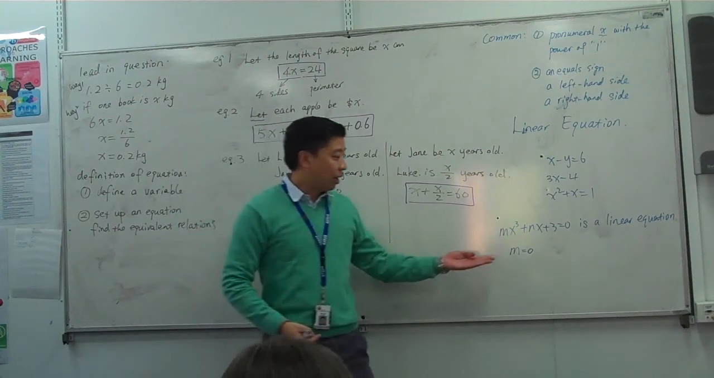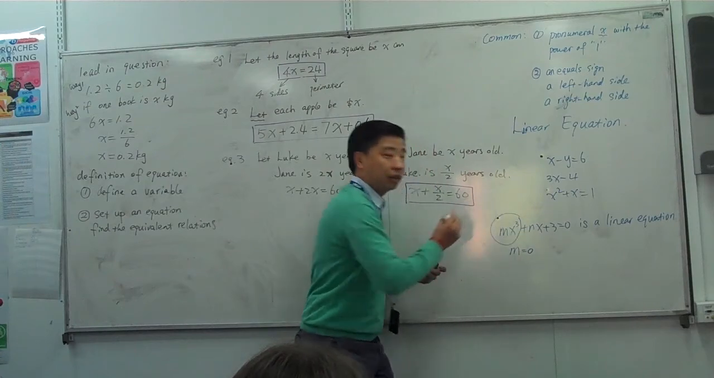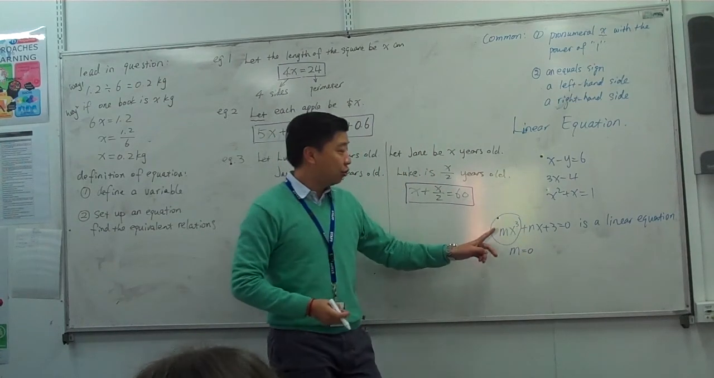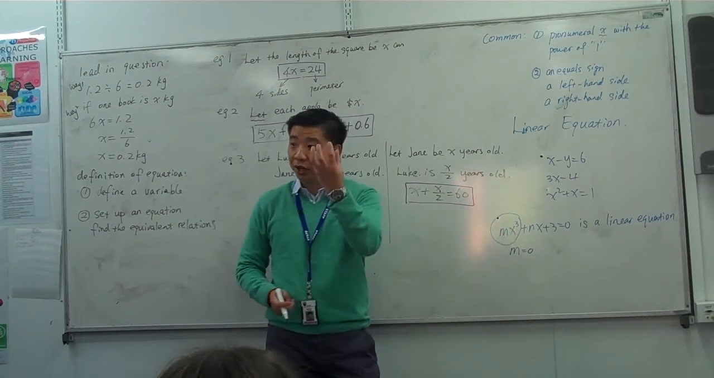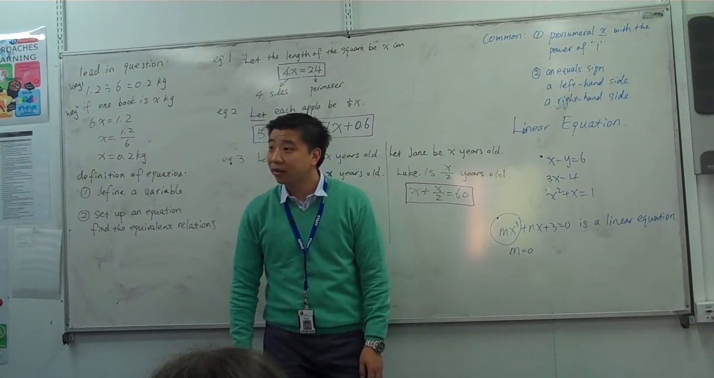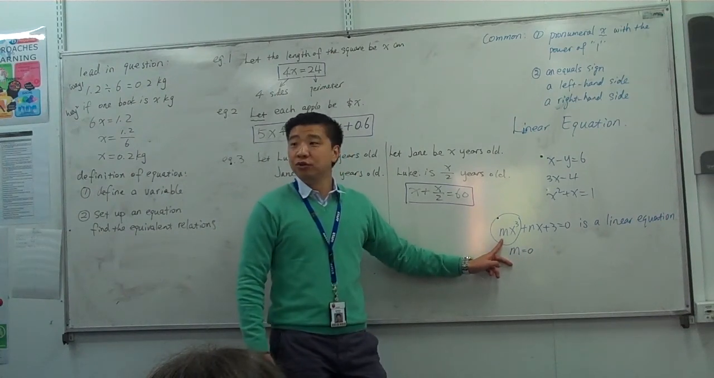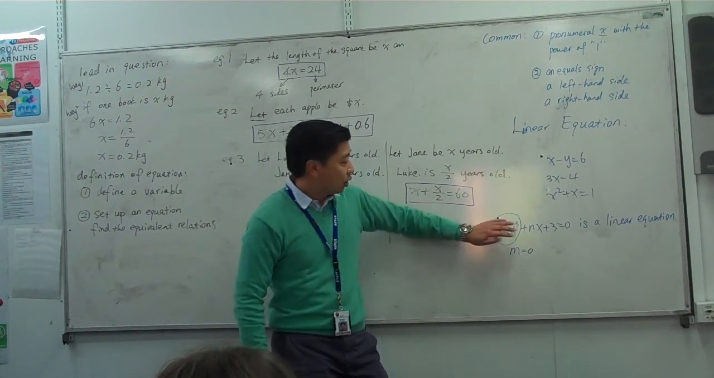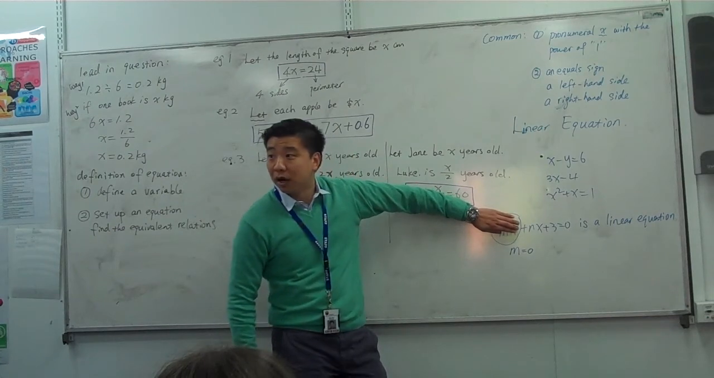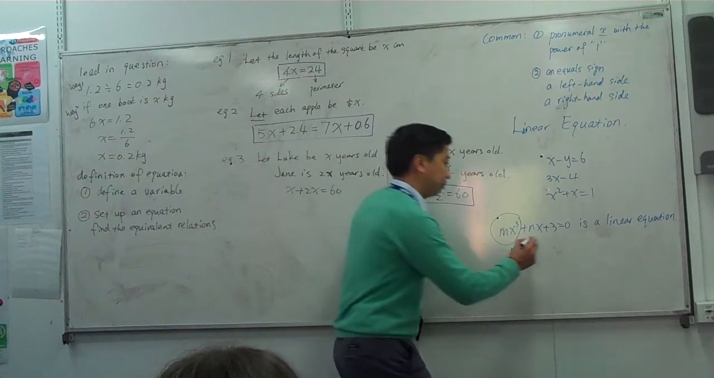Now, please tell me if m equals 0, what is the value of this part? 0. That means, do you still have x to the power of 3 term? No. Okay? So if m equals 0, you do not calculate this part. We don't have this part. How about the value of n?